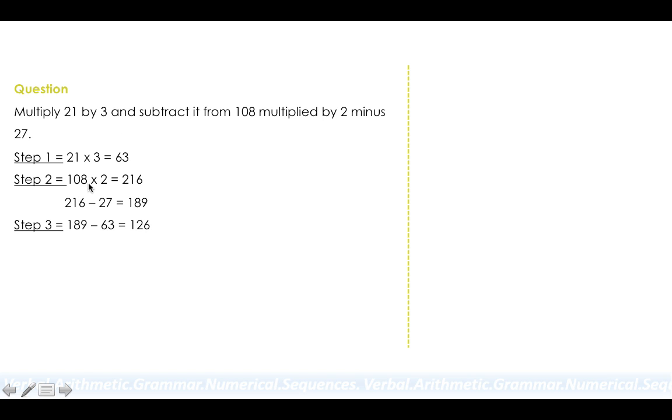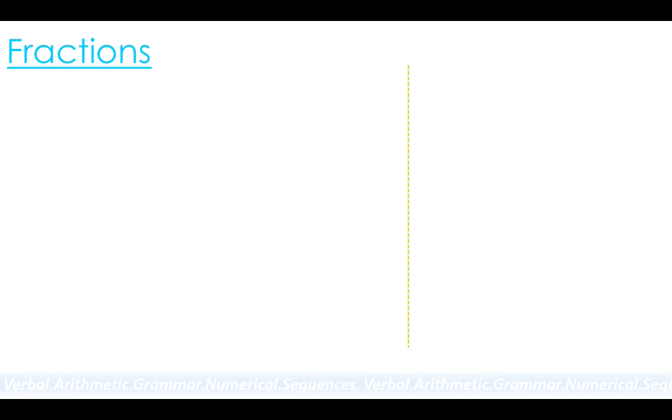So then you would have 108 times by 2. So you're working out this part here. So 108 multiplied by 2 is 216, which you then have to minus 27, as it says there, which would give you 189. So you know that you have to subtract the 189 that you've just got from the answer that you previously worked out from the first part of the equation, which was that bit there. So 189 minus 63 is 126, which is the correct answer. Okay, so that's pretty self-explanatory, and the more that you practice, the quicker you will become at these types of questions.